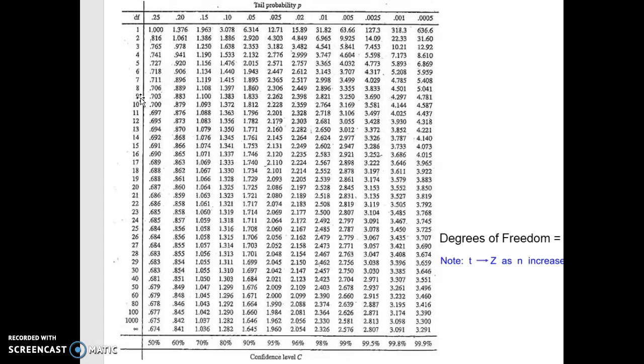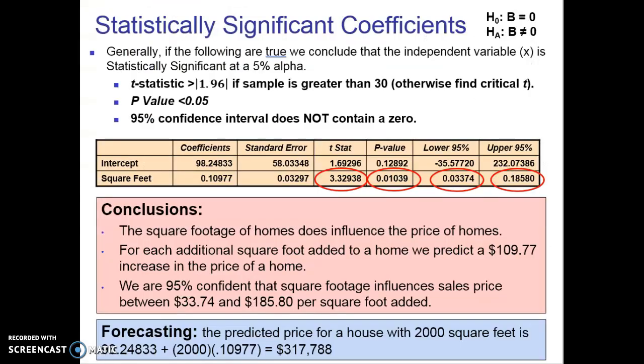And that means we need 2.5% in each tail. So the tail probability here would be 0.025. So we have 2.228. And you can also see this from the table because down here it shows a 95% confidence level. Okay, so our 9 degrees of freedom is, I'm sorry, it's actually 2.262.